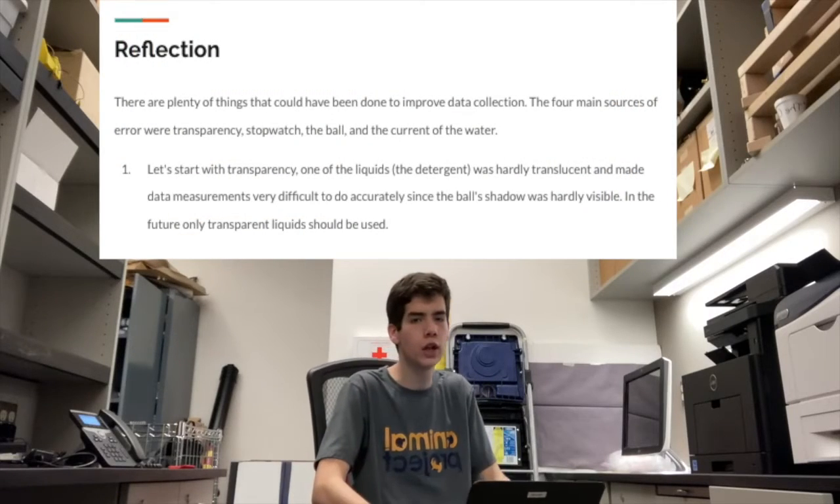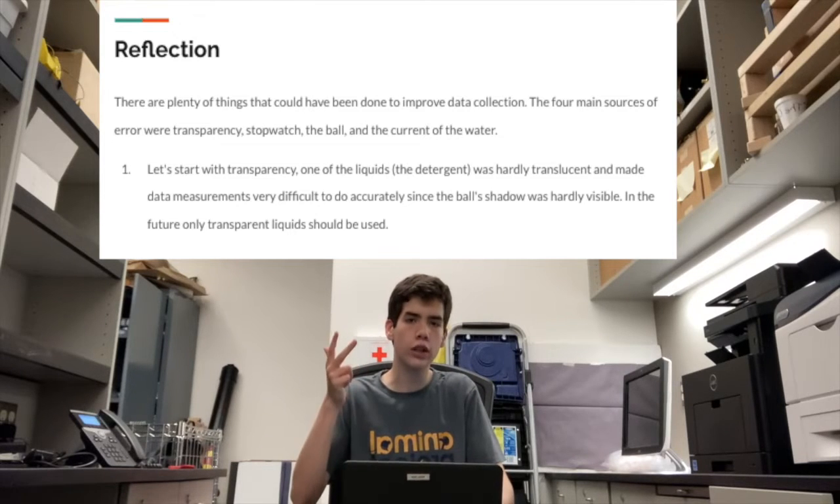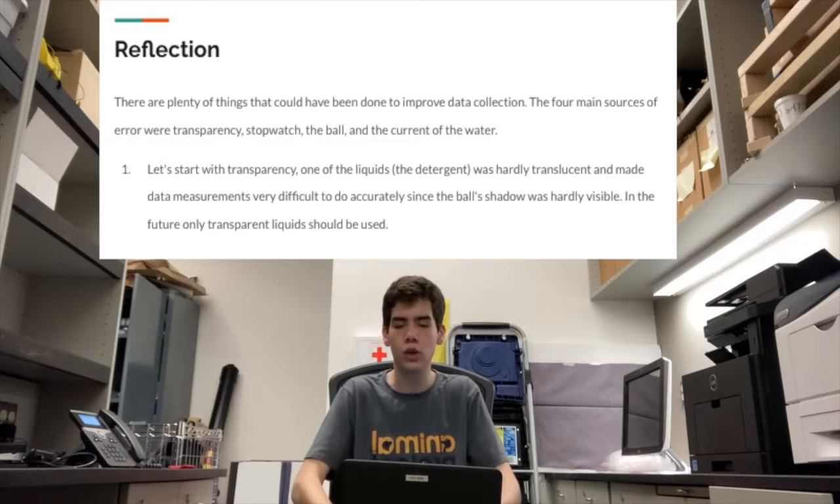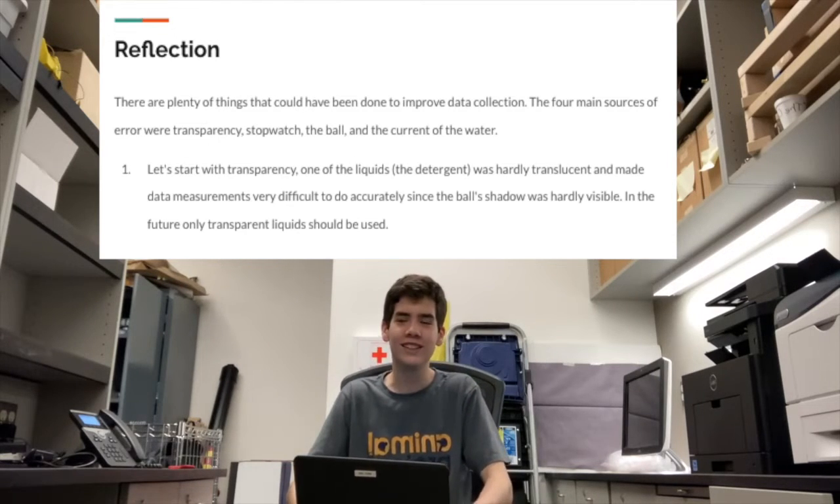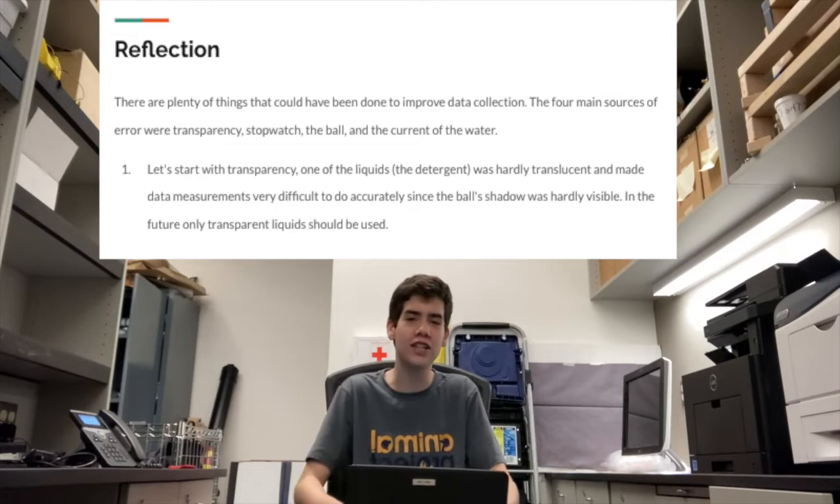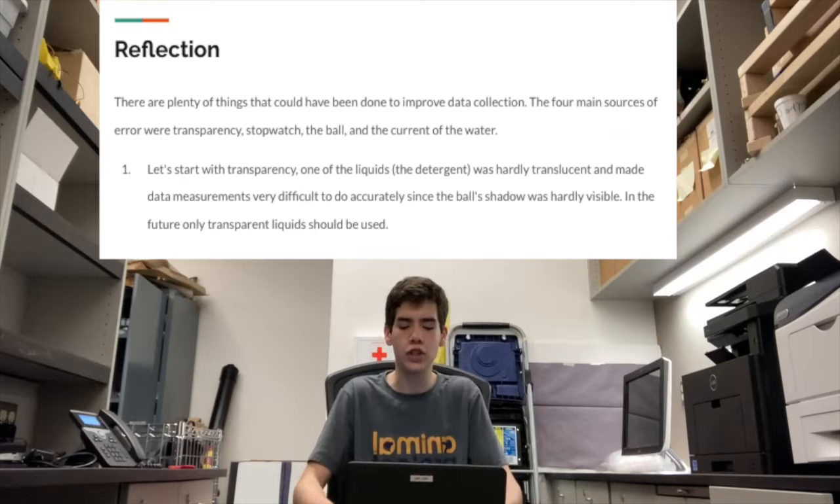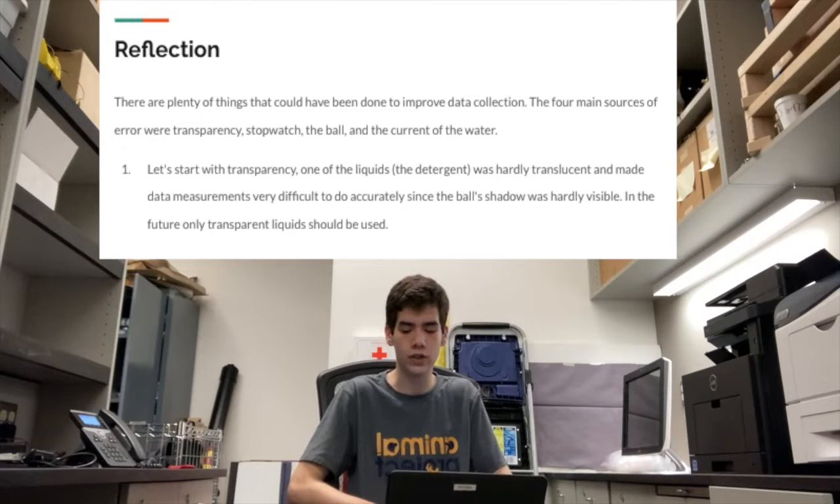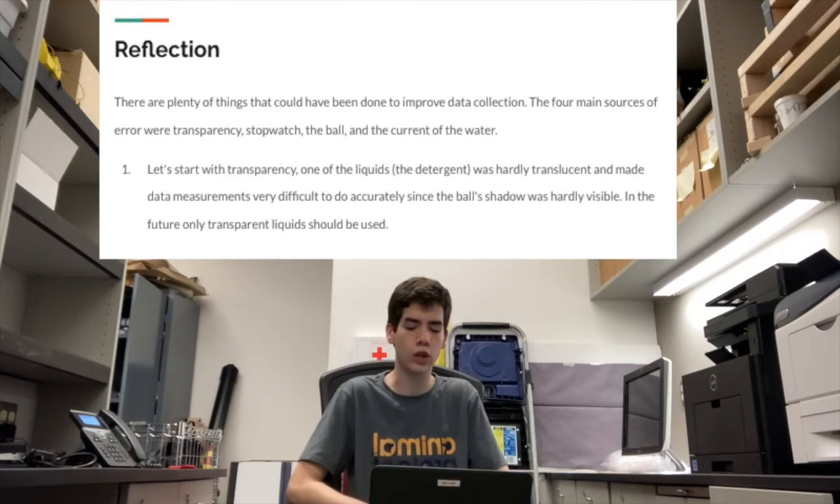Okay, so for reflection, there's basically 4 errors: transparency, the stopwatch, the ball itself, and the current of water. So let's start with transparency. As you probably saw, some of the time it was kind of hard to see through the water, and we used a light and everything, and it was just very hard to record data for that. It probably made the data relatively inaccurate because you could barely see the shadow in the recording, but you could still take data. It was really hard to do.